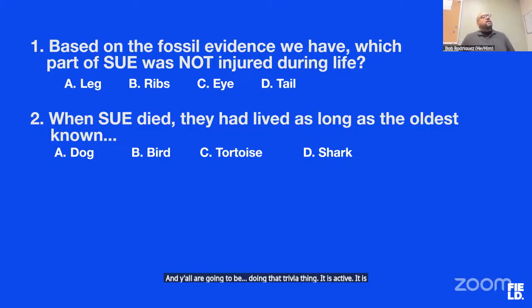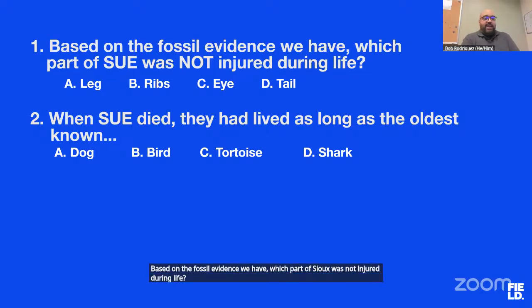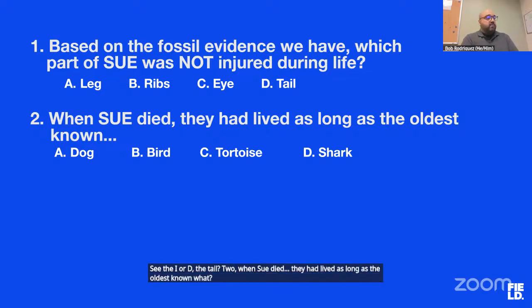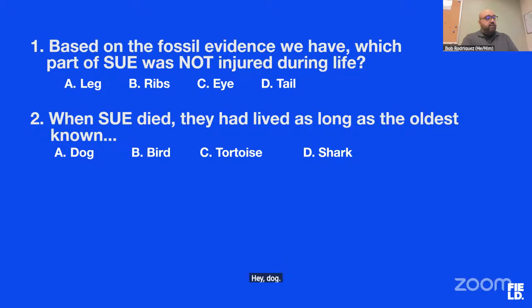It is active, it is live. Let's do it. Based on the fossil evidence we have, which part of Sue was not injured during life? Is it A, the leg? B, the ribs? C, the eye? Or D, the tail? Number 2. When Sue died, they had lived as long as the oldest known what? A, dog, B, bird, C, tortoise, or D, shark?